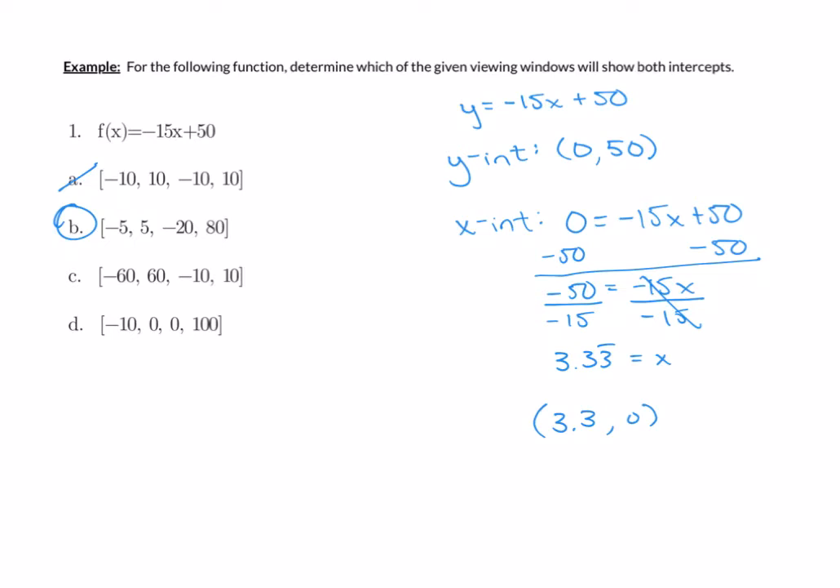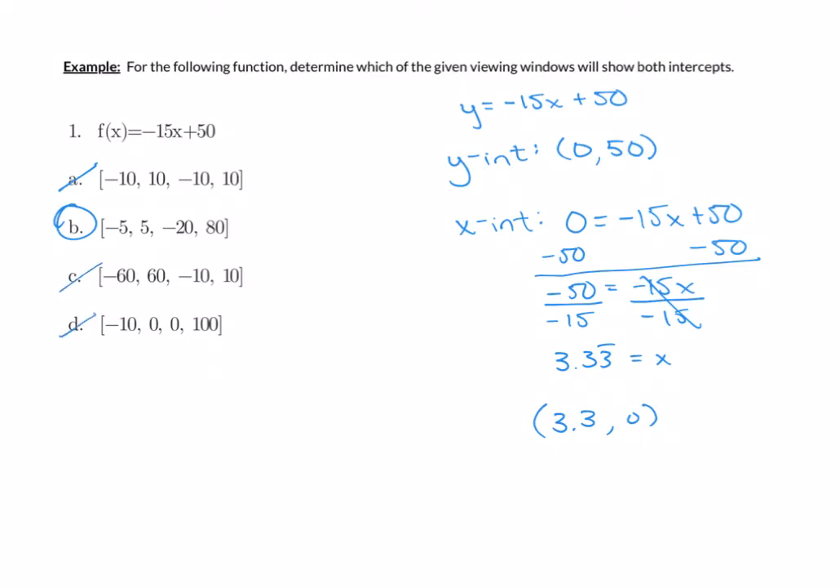If you do the same thing for C and D, we do run into issues. 50 is not between negative 10 and 10, so this would not be a good viewing window. Also, negative 60 to 60 would not be good for the 3.3 just because it's a little too big. It's actually a lot too big. We won't really be able to see our x-intercept clearly. In example D, negative 10, 0, 3.3 is not between negative 10 and 0, and so that would not be a good window either.